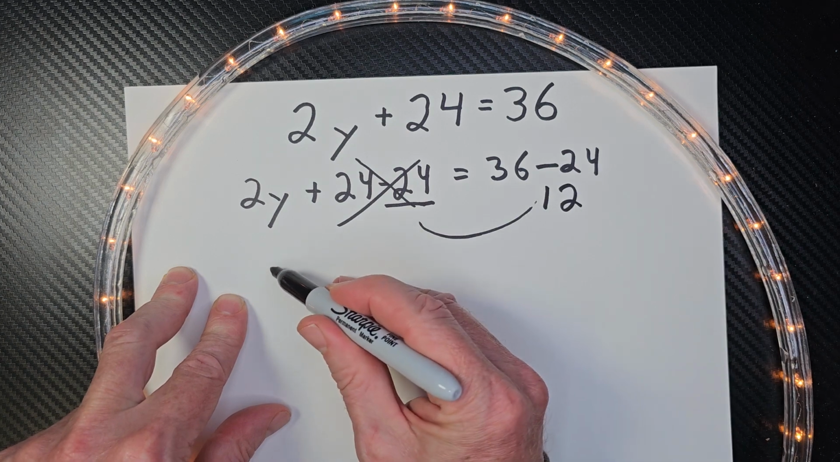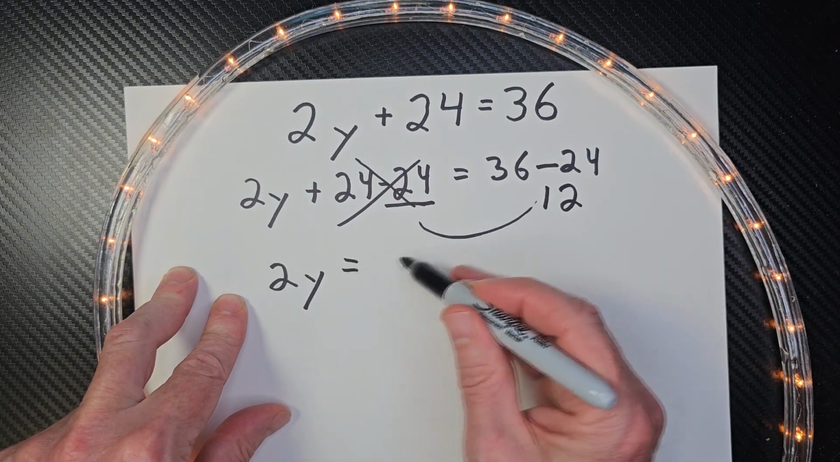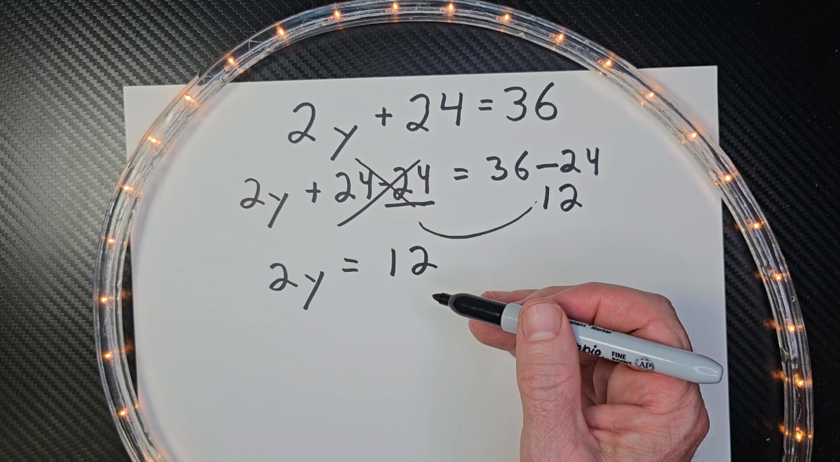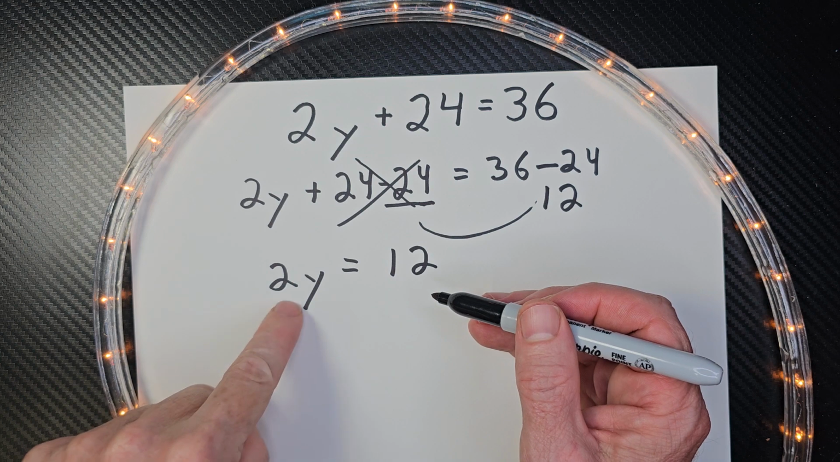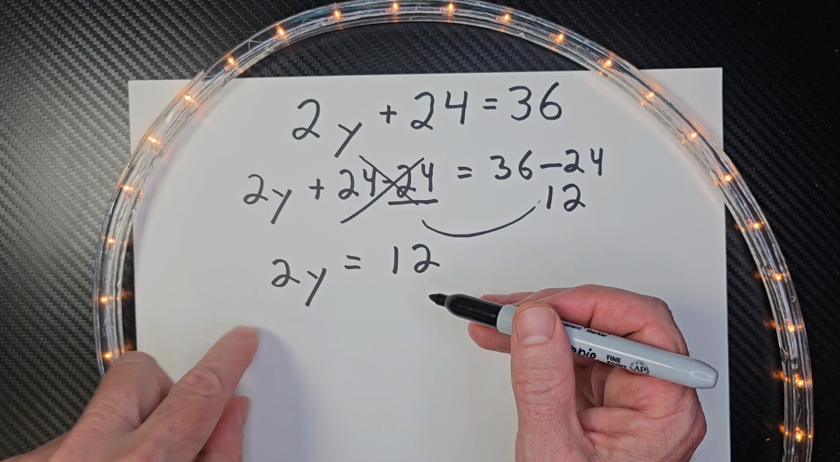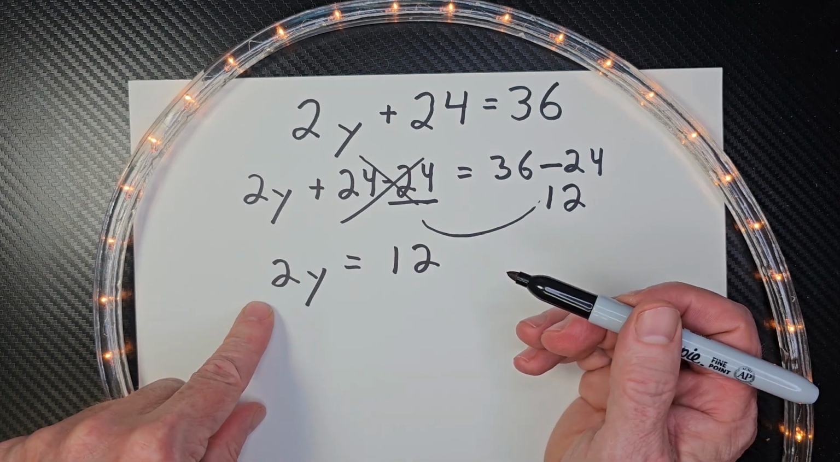So now I have 2y equals 12. Okay, sounds good. Now I want to separate that 2y, just one y. How do I get rid of it? Get rid of the 2. That's right. Got to get rid of that 2.